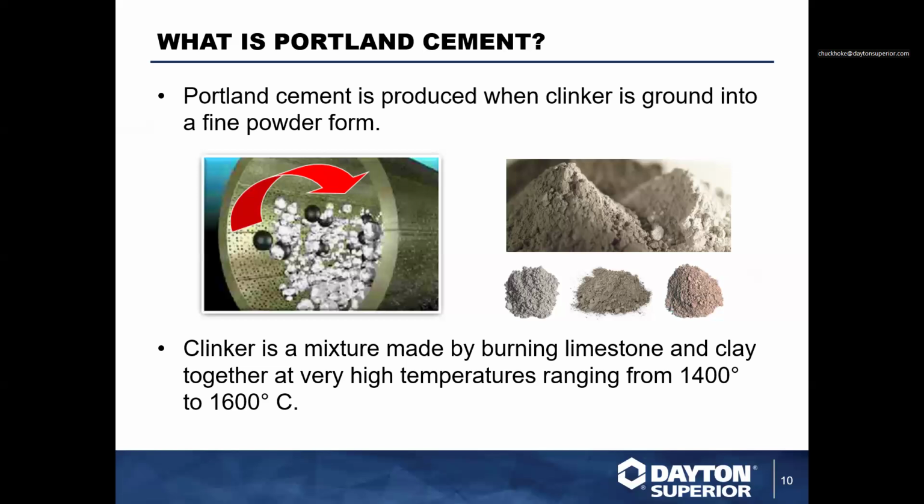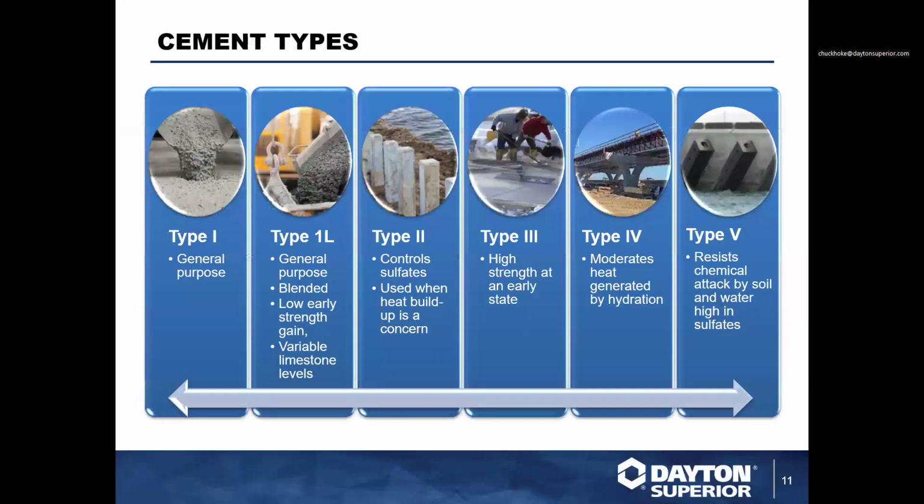So what you are looking at is you have a couple of different types of cement here. Now, typically, most concrete that we see in the construction world is typically going to be a type 1 or a type 1L. Type 1 is a general purpose type cement. You see that on average. 1L is general purpose. It's a blended cement.